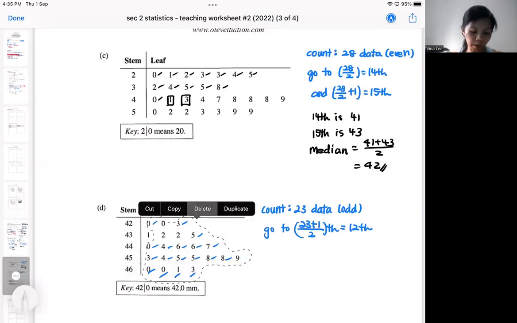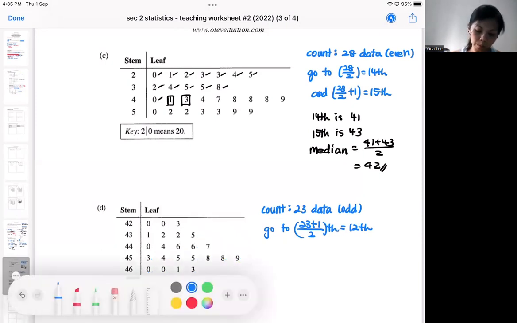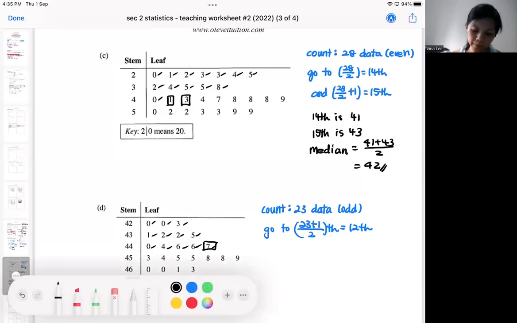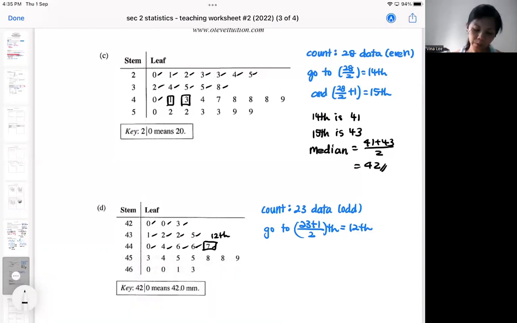So you realize you're doing a lot of counting. So 1, 2, 3, 4, 5, 6, 7, 8, 9, 10, 11, 12. So this is the 12th data. So this one means 44 point. The 12th data is 44.7 mm. So the median is 44.7 mm.